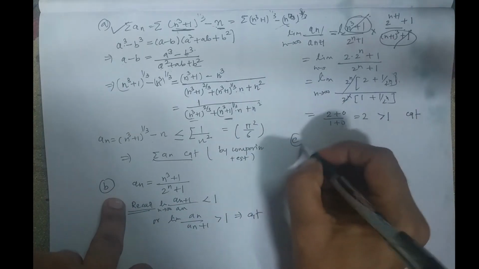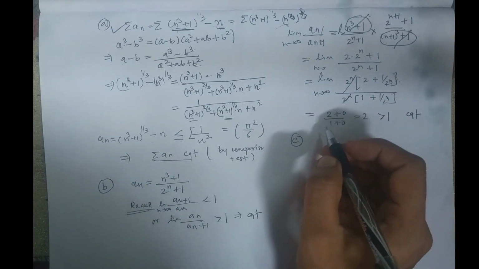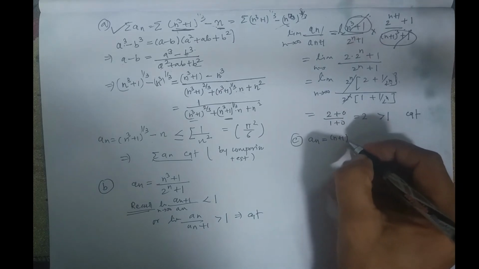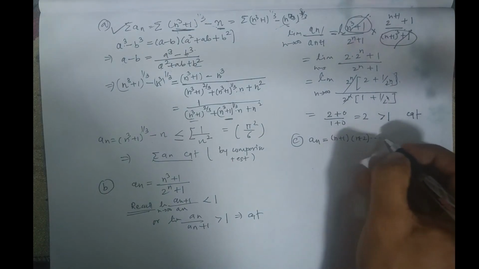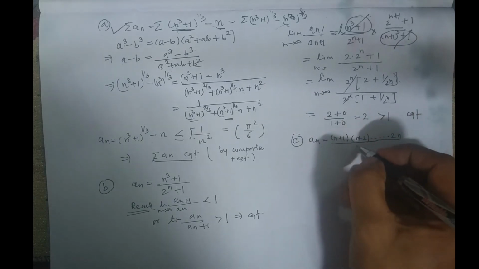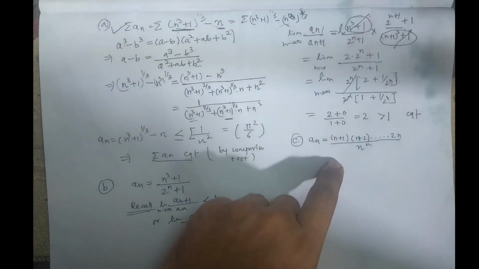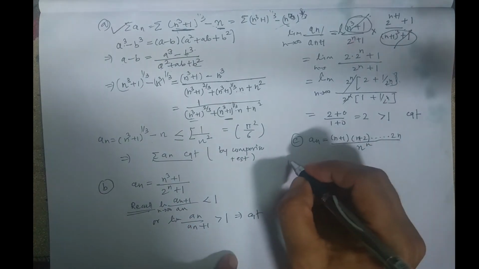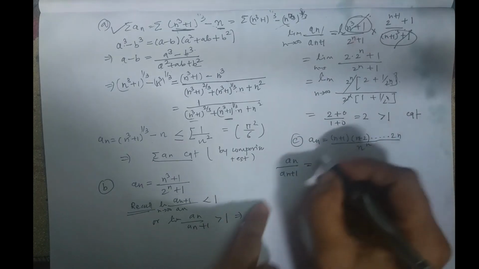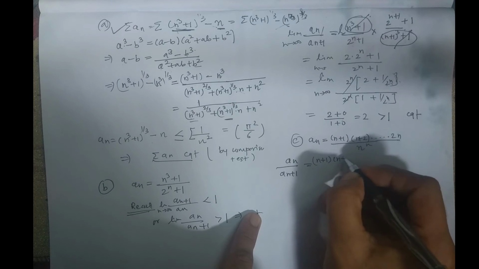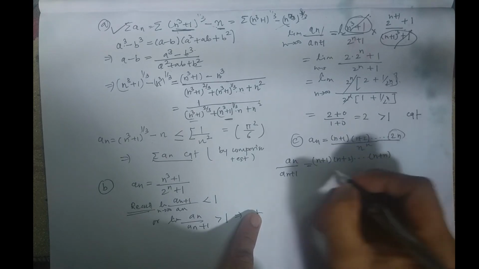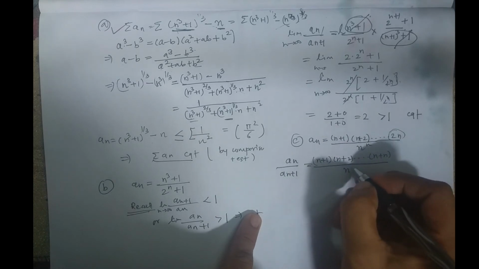Okay, let's look at the third option that they have given. This is interesting. a_n is equal to (n plus 1)(n plus 2) and so on up to 2n, divided by n raised to n, and we have to check whether this series is convergent or not. Again we will go by ratio test, a_n by a_(n+1). What is my a_n? n plus 1, n plus 2, and the last is 2n, which means n plus n, and in the denominator I will have n raised to n.